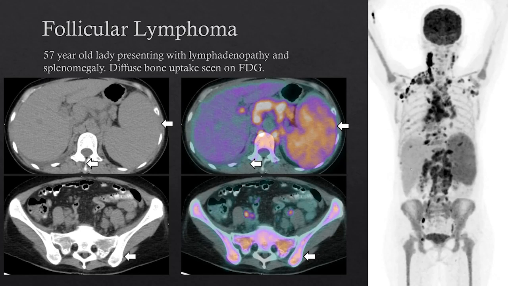Here's an example of follicular lymphoma, a 57-year-old lady. So you can see diffuse uptake in the spleen. So this is positive for involvement. Again, splenic activity greater than hepatic activity. You can also see on the MIP images diffuse activity in the bones. Here, again, greater than hepatic levels of activity. You can also see a lot of nodes involved in this patient, both above and below the diaphragm.